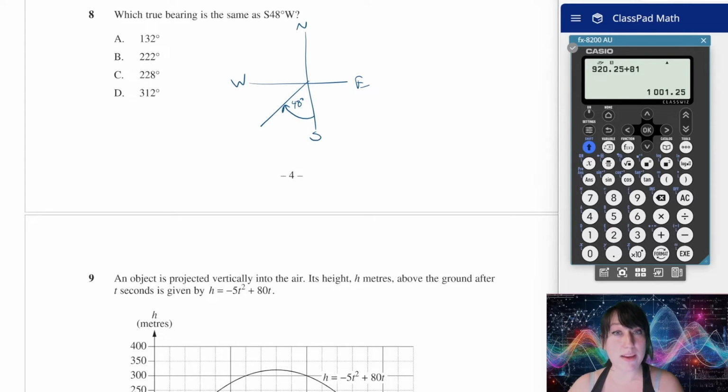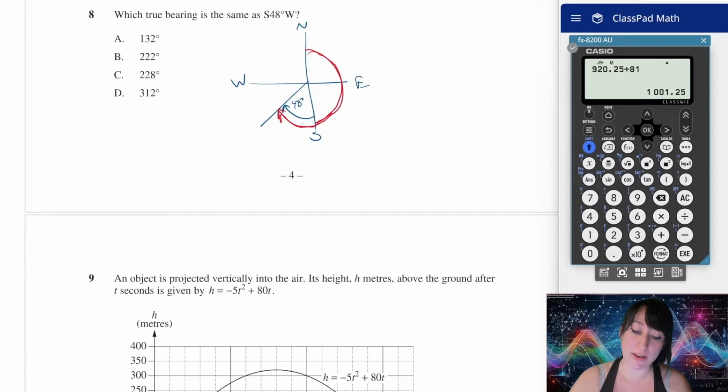A true bearing has to start at north and has to go clockwise. So that would be this angle here, which would be 180 degrees from here to here, plus the 48 from here to here. That would be 180 plus 48, which would be 228 degrees. The answer is C.